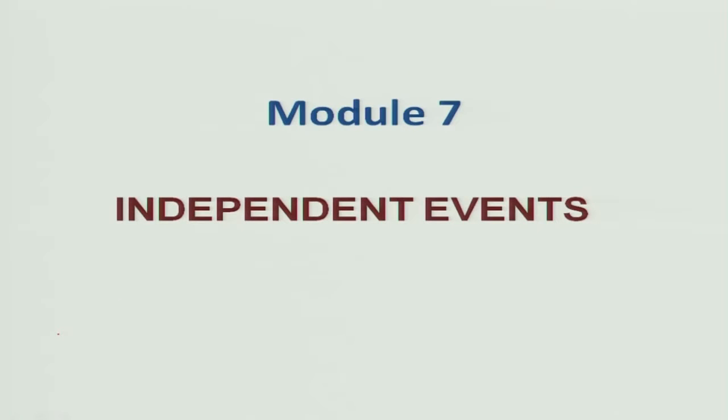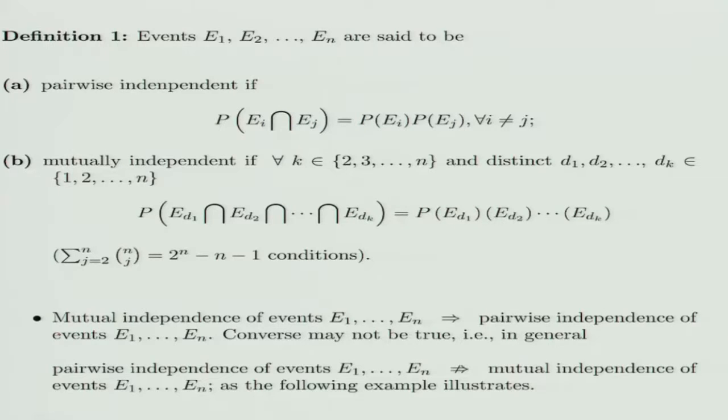Welcome to module 7. In this module, we will discuss the concept of independent events. So first, let me give the definition of independent events. Suppose you have n events E1, E2, ..., En.